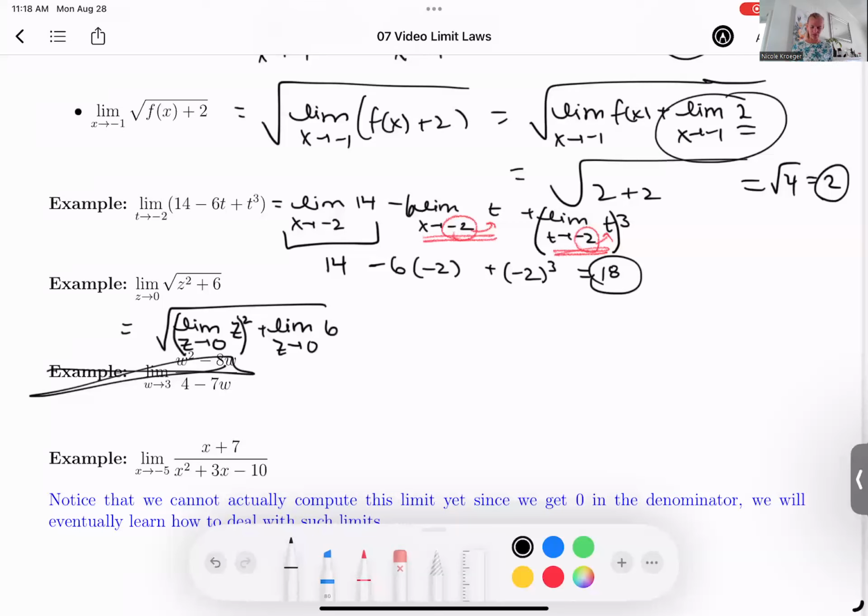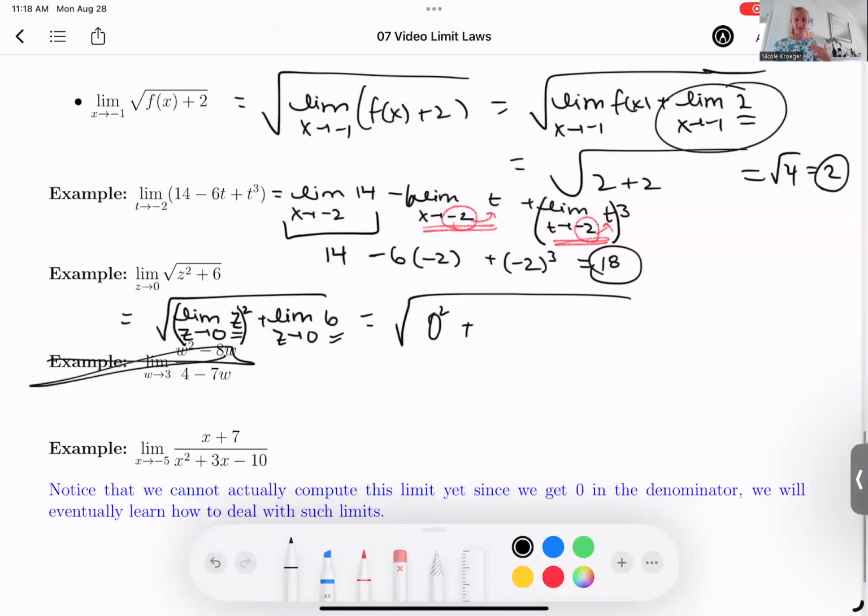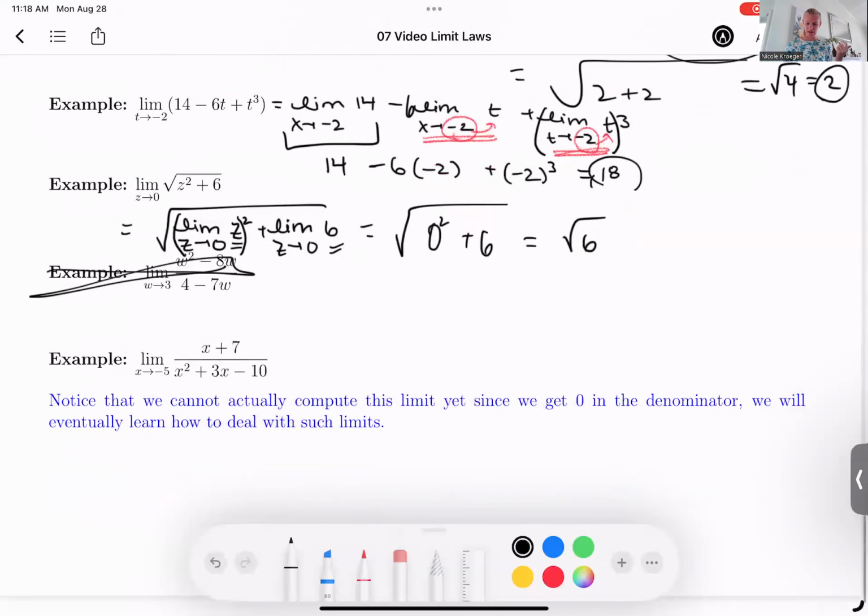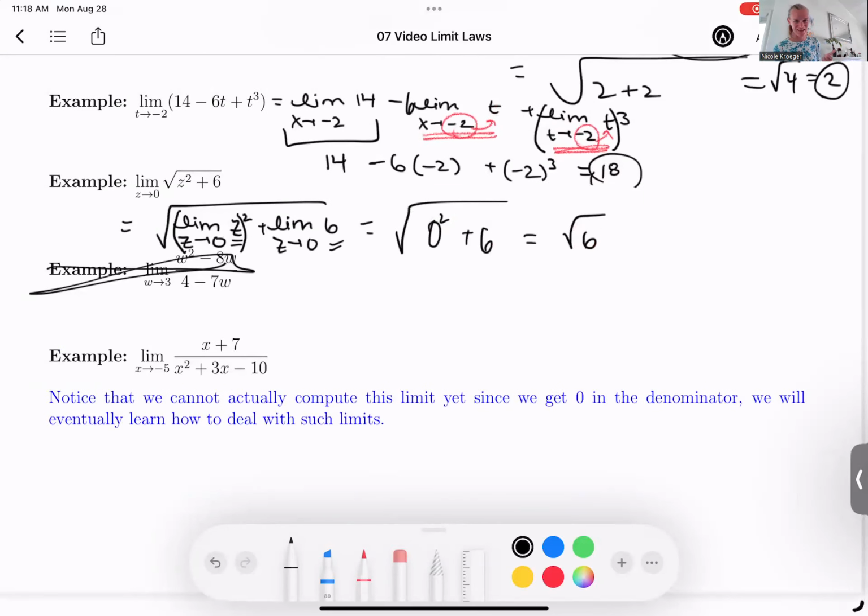That last limit law I used was number 8. Okay, so now the limit as z approaches 0 of just z, we're going to get 0 out by property number 7. So we're going to have 0 squared. By property number 6, since this is a constant, we just get that constant out. So we're left with the square root of 6, which does not simplify nicely. Okay, this last one, I didn't mean to include that note down here.